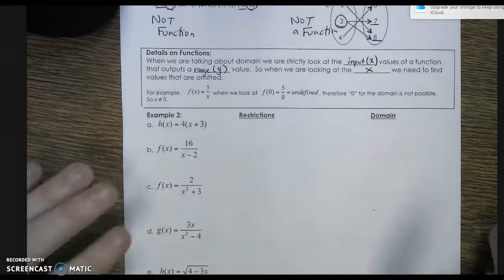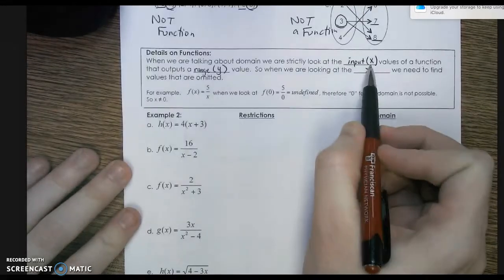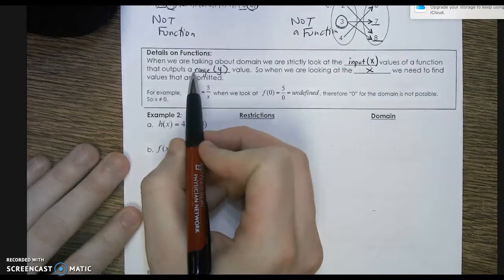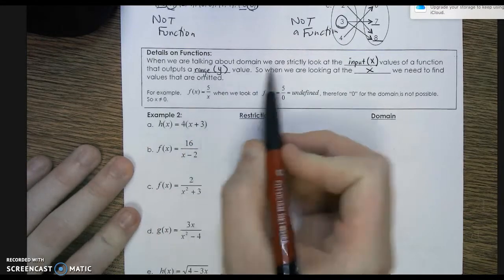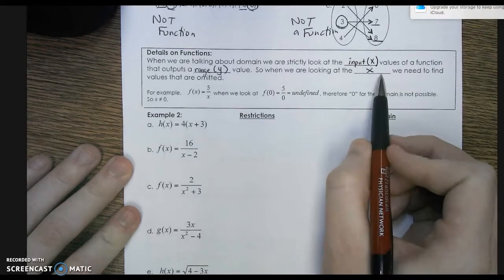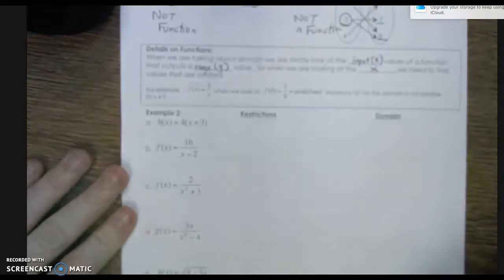So looking at functions, when we're talking about a domain, we strictly are looking at the inputs. So domain are the x values, or the input values of a function that outputs a range or y values. So when we look at the input, or the x, or the domain, we need to find the values that are omitted in the domain, or the inputs.